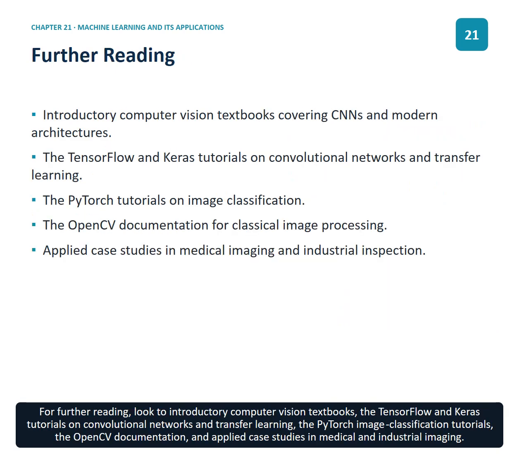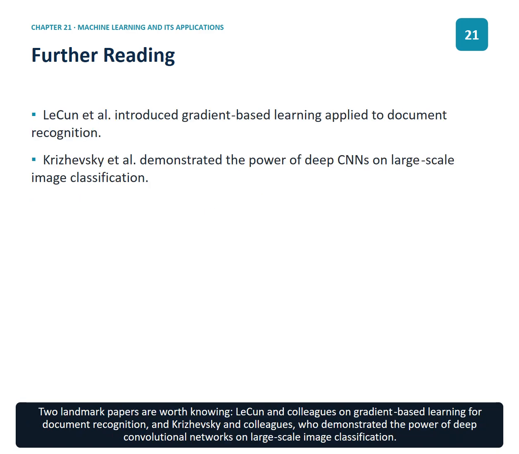For further reading, look to introductory computer vision textbooks, the TensorFlow and Keras tutorials on convolutional networks and transfer learning, the PyTorch image classification tutorials, the OpenCV documentation, and applied case studies in medical and industrial imaging. Two landmark papers are worth knowing: LeCun and colleagues on gradient-based learning for document recognition, and Krizhevsky and colleagues, who demonstrated the power of deep convolutional networks on large-scale image classification.